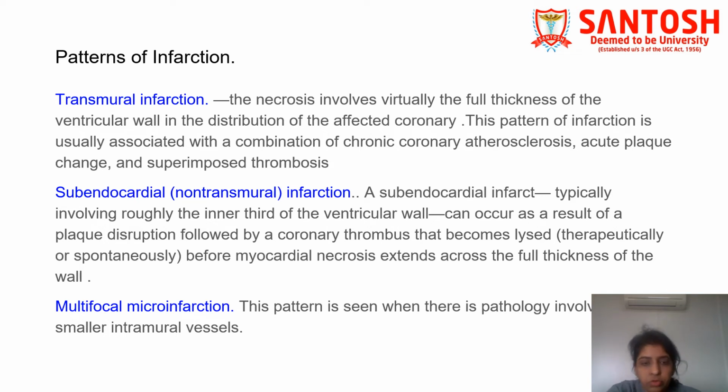Subendocardial or non-transmural infarction: a subendocardial infarct, typically involving roughly the inner third of the ventricular wall, can occur as a result of a plaque disruption followed by coronary thrombus that becomes lysed, therapeutically or spontaneously, before myocardial necrosis extends across the full thickness of the wall. Multifocal microinfarction: this pattern is seen where there is pathology involving smaller intramural vessels.